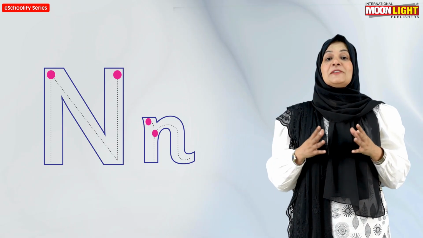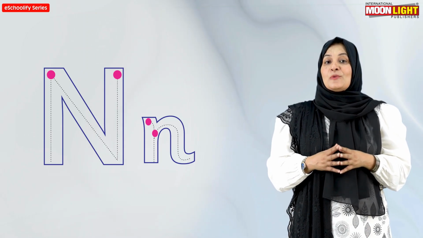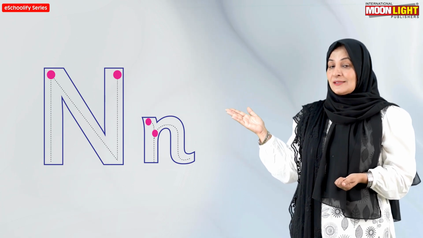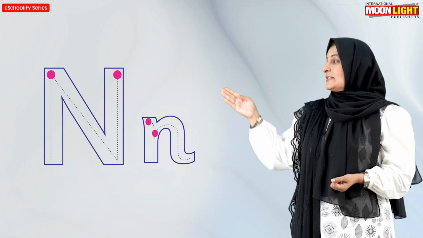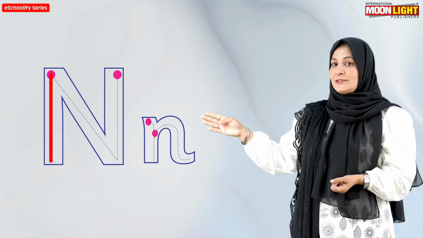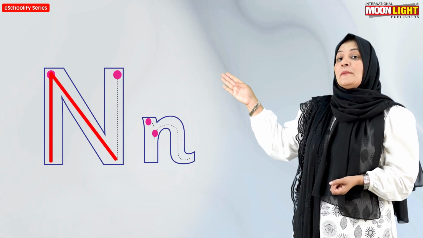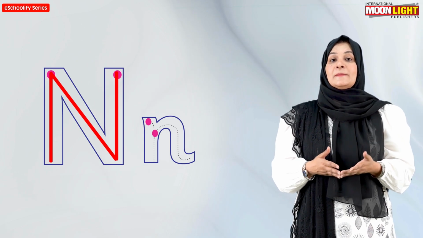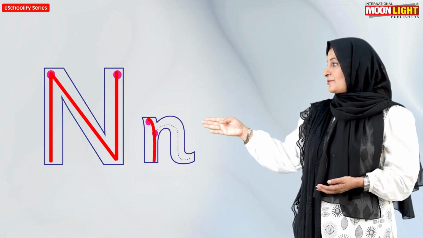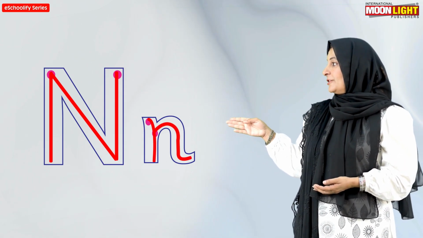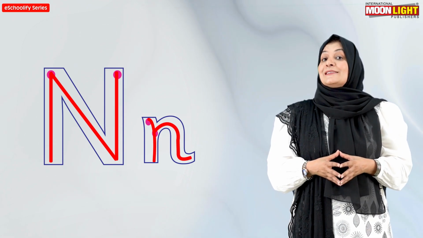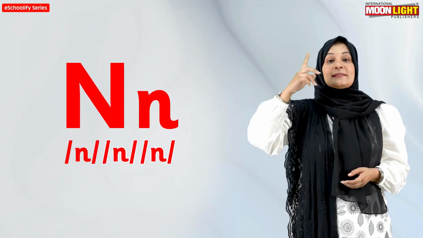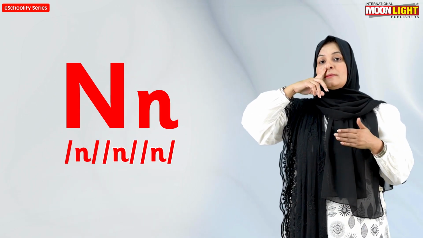After asking different questions, now we will teach how to write uppercase and lowercase letter N. Start from the first line, come straight down, make a slant line, make another straight line. It will make capital N. Start from the second line, come straight down, jump, turn the loop. It will make small n. Capital N, small n, and the sound of N is N.